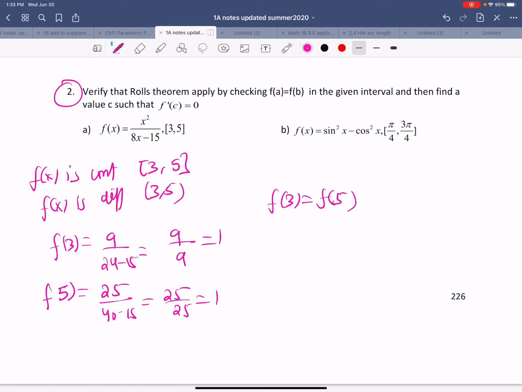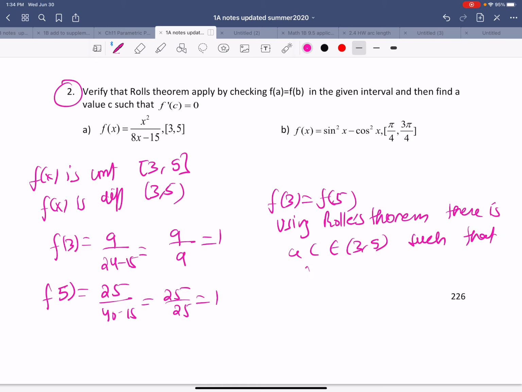there is a value c. Using Rolle's theorem, there is a number c in the interval from 3 to 5 such that f prime of c is 0. F prime of c is 0, and we're looking for the value of c. So let's go ahead and find the derivative really quick. What is the derivative here?